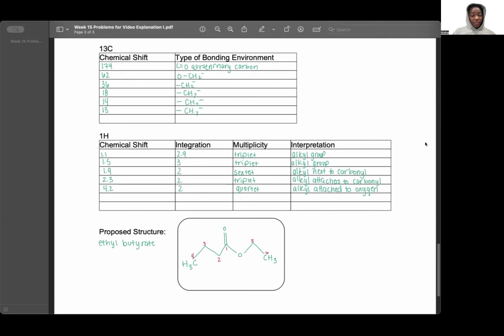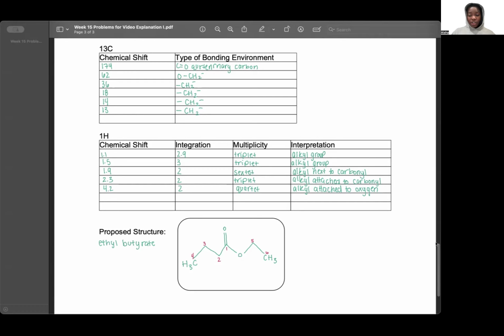And then at chemical shift 2.3, we have an integration of 2 and a multiplicity as a triplet, and an interpretation of an alkyl group attached to the carbonyl, versus where that 1.9 was just next to it. At chemical shift 4.2, we have an integration of 2 and a quartet multiplicity, and the interpretation of that is that the alkyl group is actually attached to the oxygen, unlike the previous one where it was attached to the carbonyl, and unlike the one prior to that where it was just near.